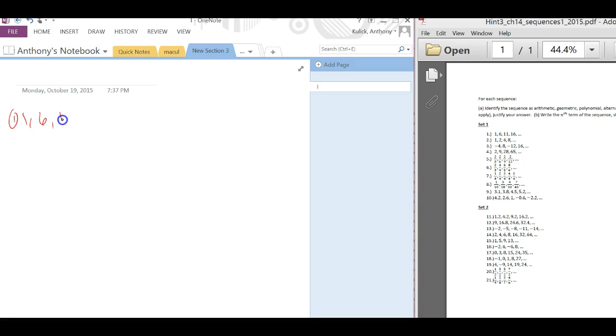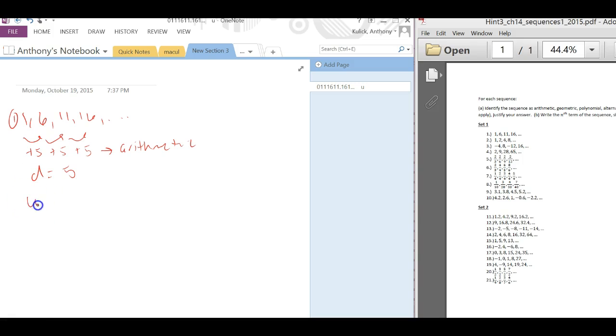So for question number 1, we have the sequence 1, 6, 11, 16. First thing I need to do is determine what kind of sequence this is. And if I look carefully, I'll notice, hey, it's got a first common difference of 5, so that it's an arithmetic sequence. And in addition, it also tells me the d, the common difference, is 5.